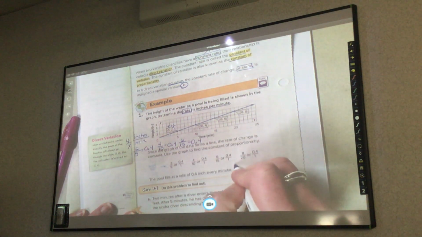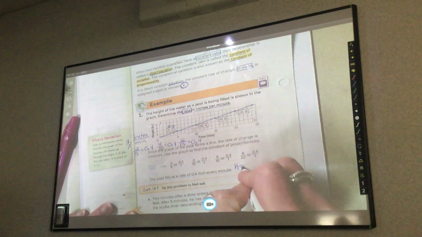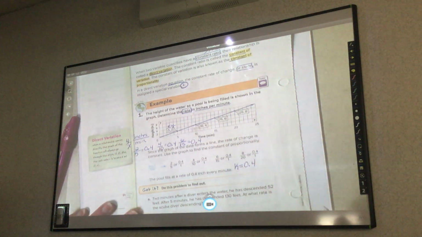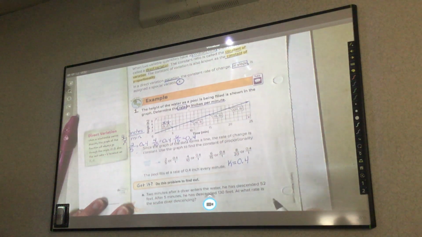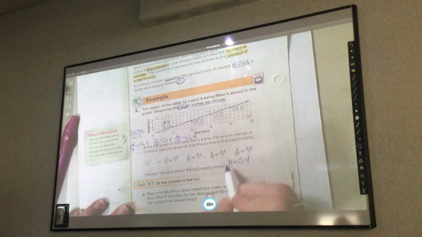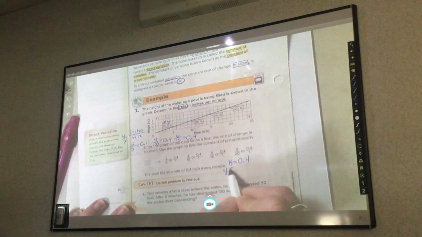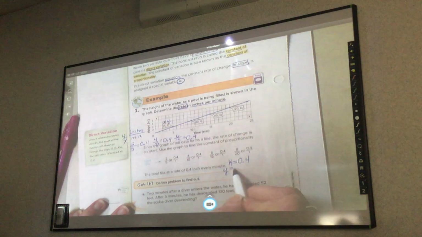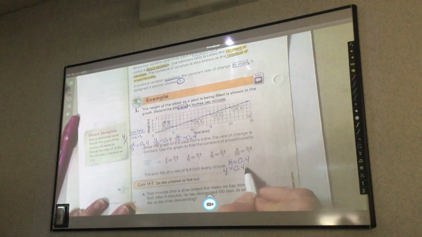So my k equals 0.4. One step further that I will require you to do is write that as a linear equation. So we're going to write it as y equals, instead of just saying k, we're going to say 0.4x.